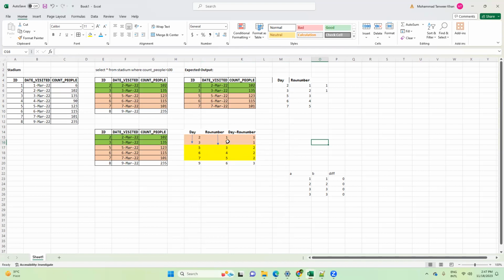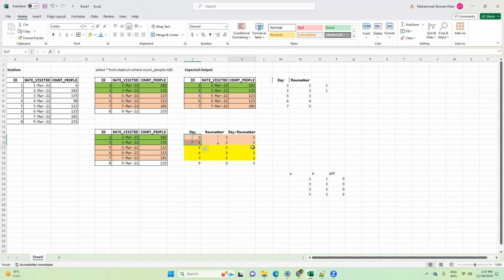So here the main game is to find the difference between day and row number. If this difference is constant, it means it is getting incremented only by 1, because we know that row number is always incremented by 1 only. So it proves that day is also getting incremented by 1.